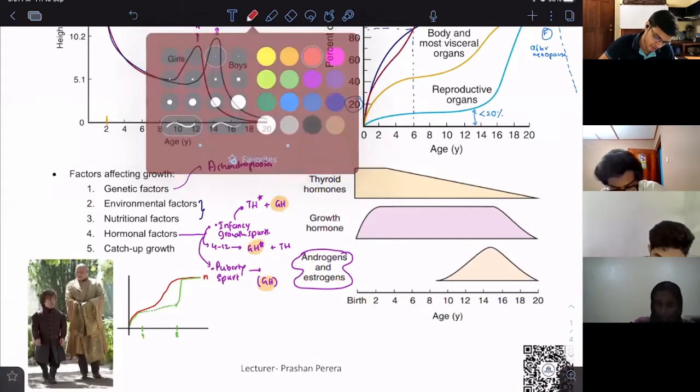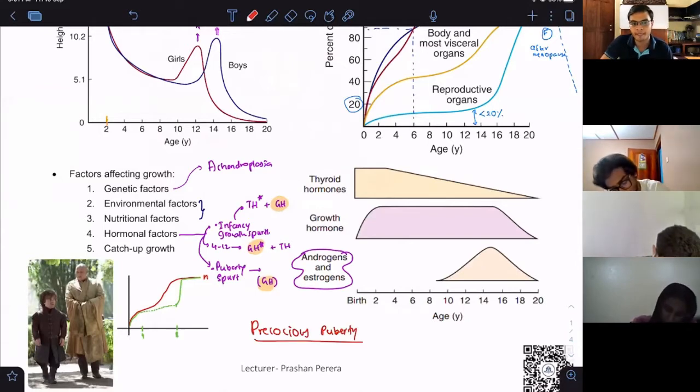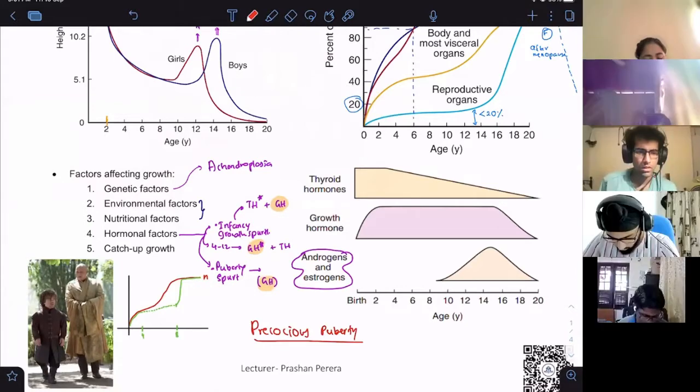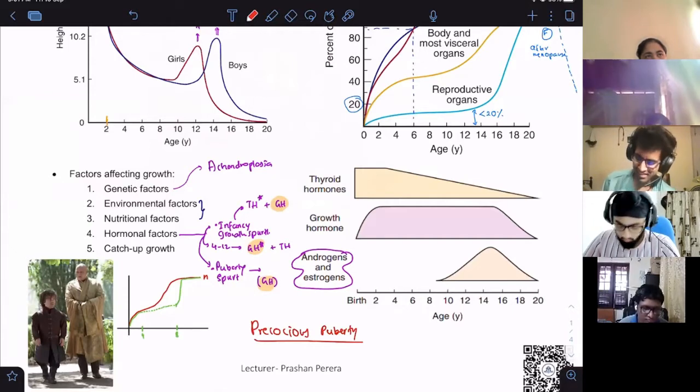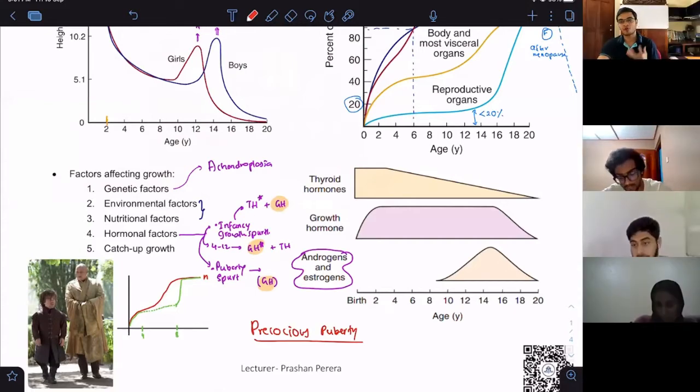You all can just write it down. Precocious puberty. What is precocious puberty? Anyone? Just from the name? It's before the age of puberty, like normal age. Yeah, good. Before the proper age. Basically, precocious puberty is puberty that is starting before the actual age that it was supposed to start at.